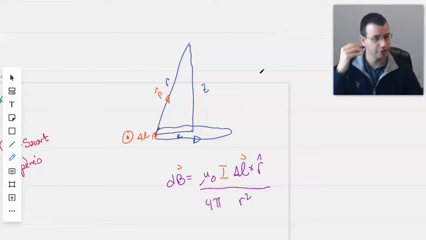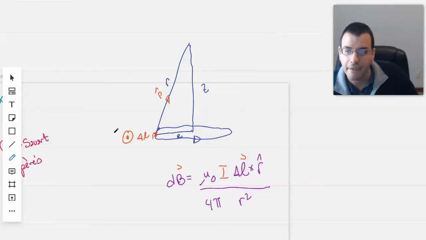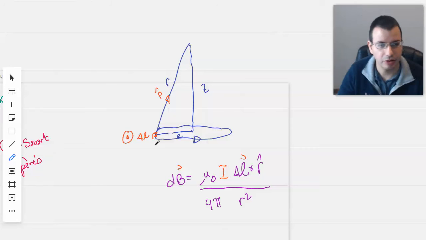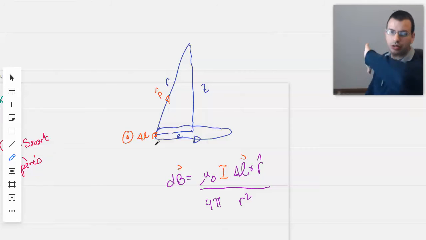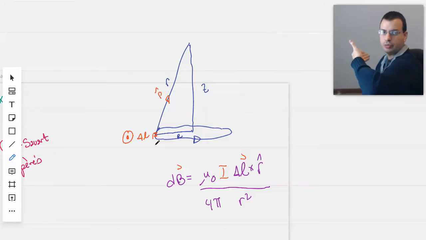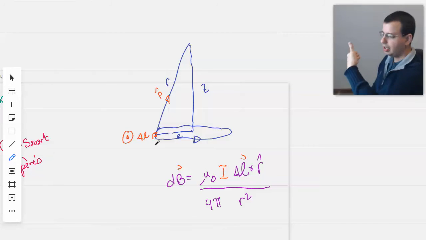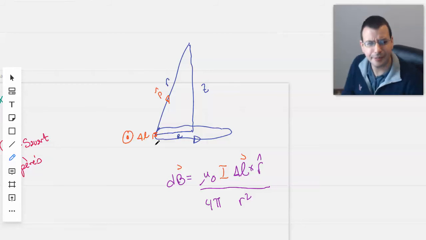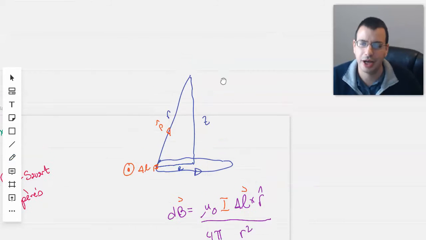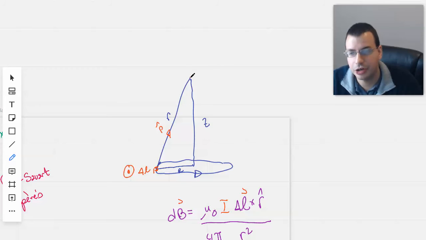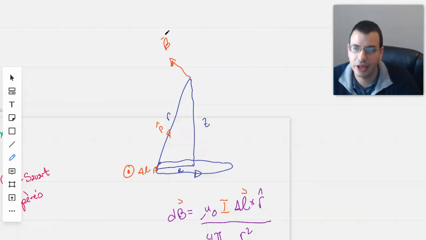Okay, focus. So dl cross r: we're going to have dl going this way, but then we're going to cross it with r going that way. So it looks like the magnetic field will be that way. dl cross r, yeah, I'm good with that. Are you good with that? I'm good with that. So we're going to be perpendicular to both of them, so we're going to have the magnetic field in this direction.